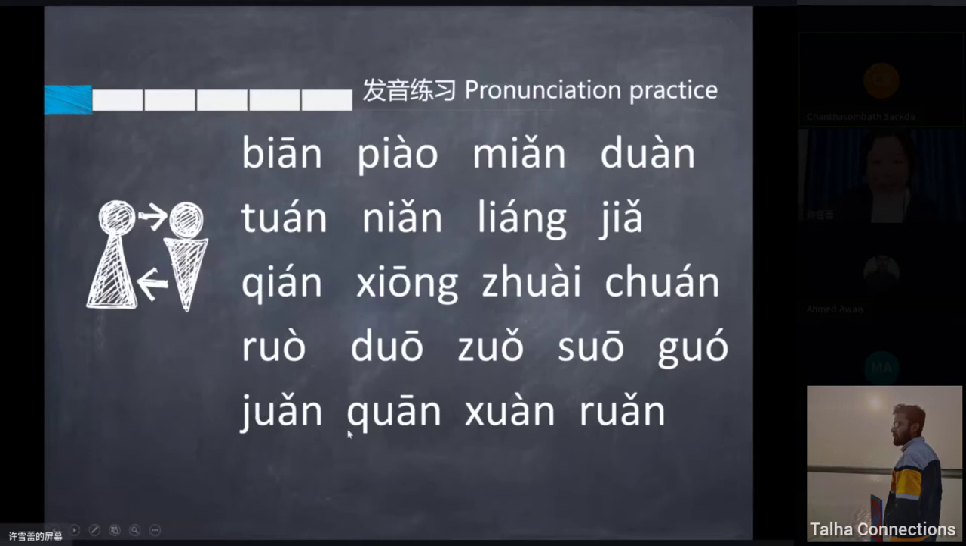Okay, now here for these three, actually there are yu and the two dots are removed, right?